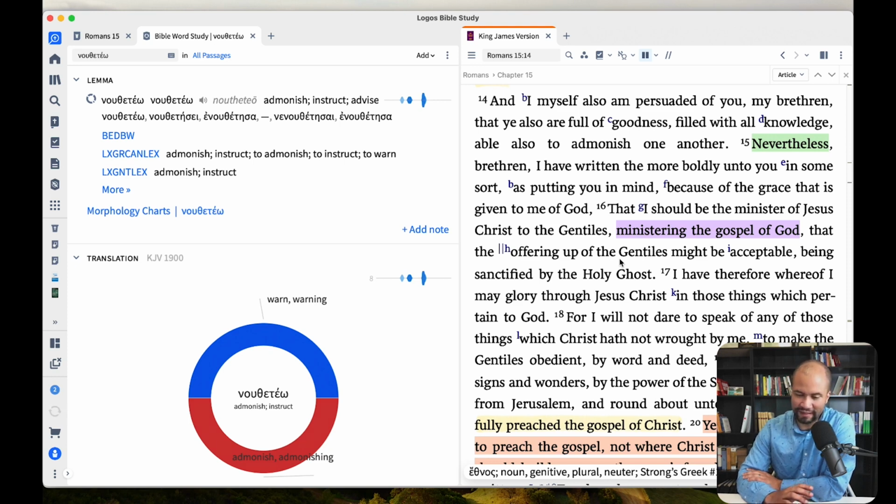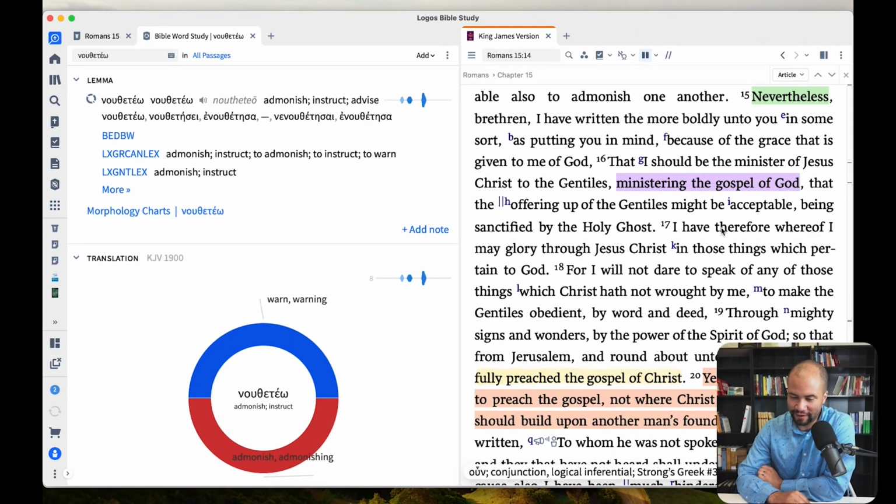And so it seems like he's saying the reason I'm writing this, even though you could probably teach yourselves this, is because this is the calling God has placed on my life to be the apostle to the Gentiles. That's my job, and you guys are Gentiles, and so I take this very seriously. It seems from first reading that's what he's saying.